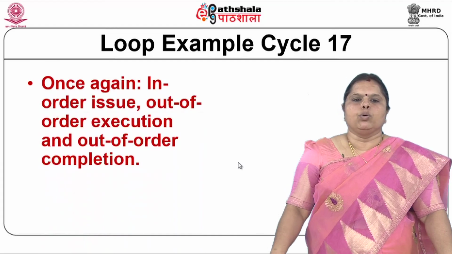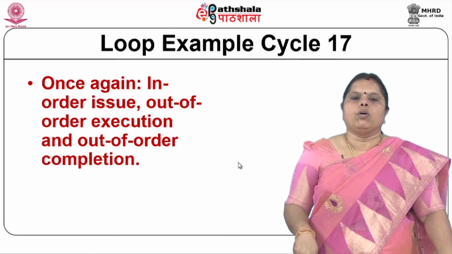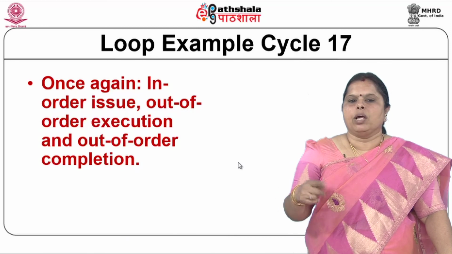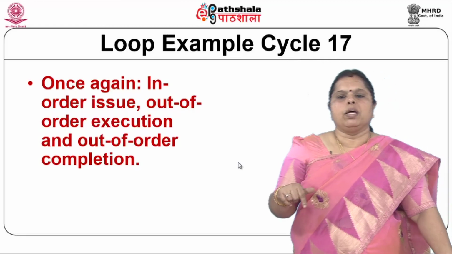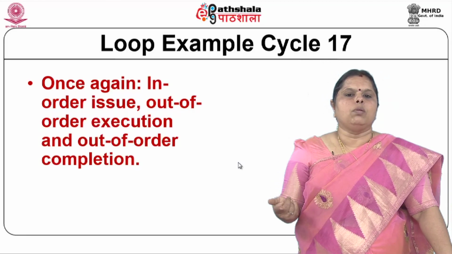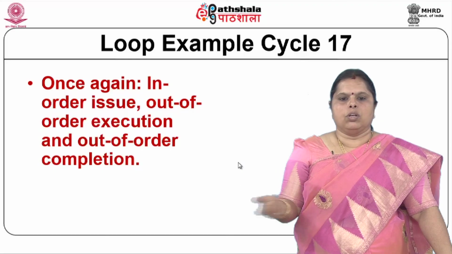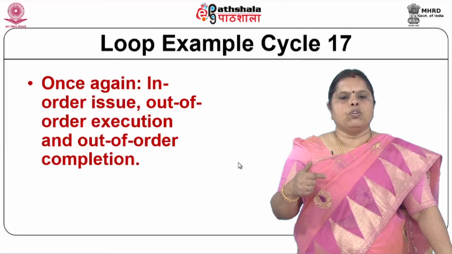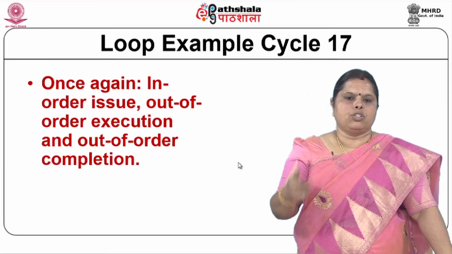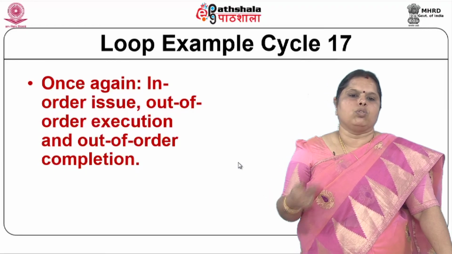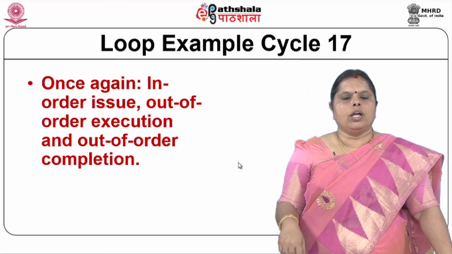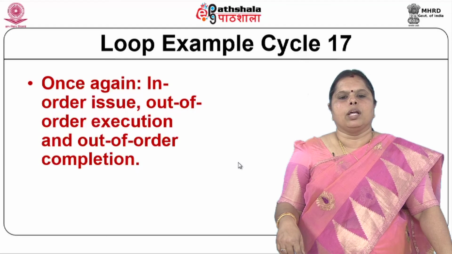Again, observe that you do an in order issue, out of order execution, and out of order completion. And in our simulation we observed that a multiply instruction of the third iteration could not be issued because we did not have a free reservation station entry available. So if multiply gets stalled at the issue stage, subsequent instructions also cannot be issued. So we are strictly looking at an in order issue, an out of order execution, and an out of order completion.